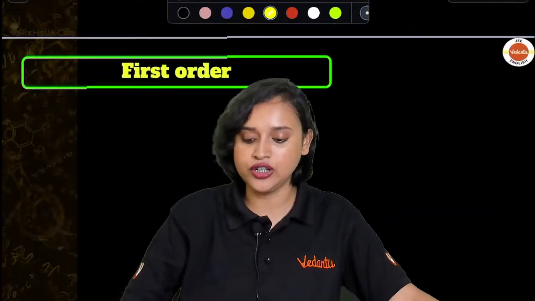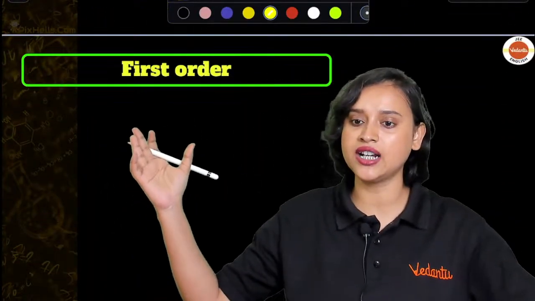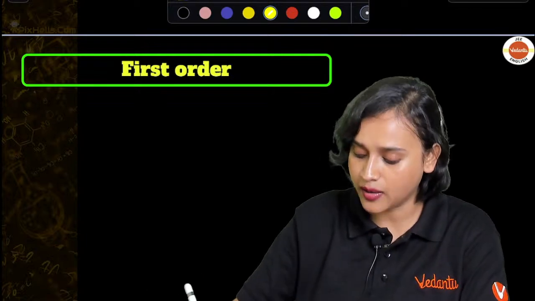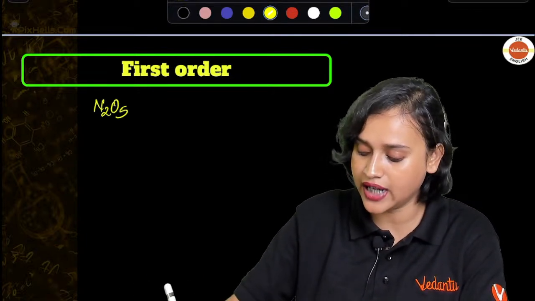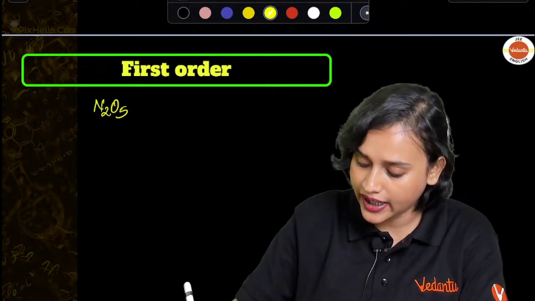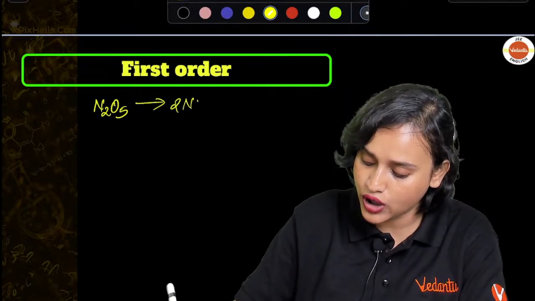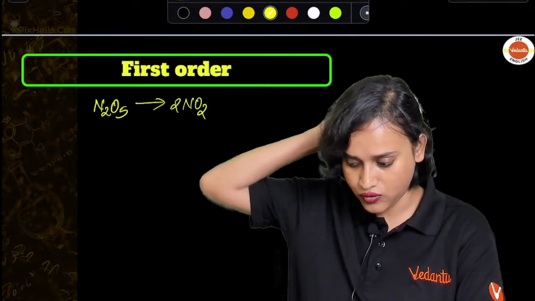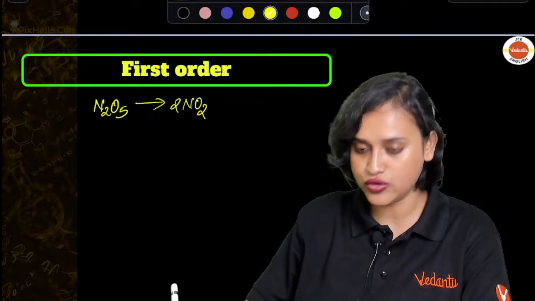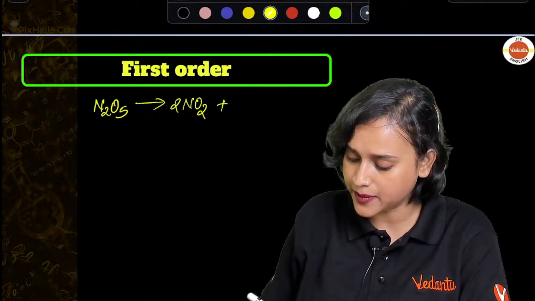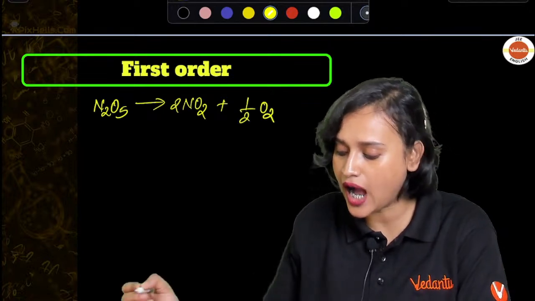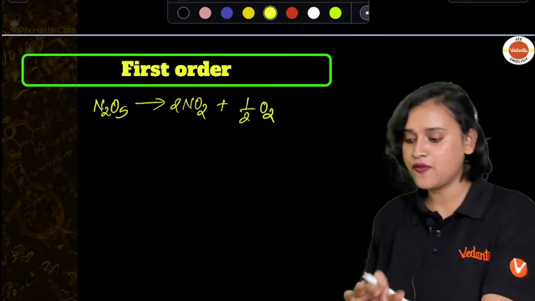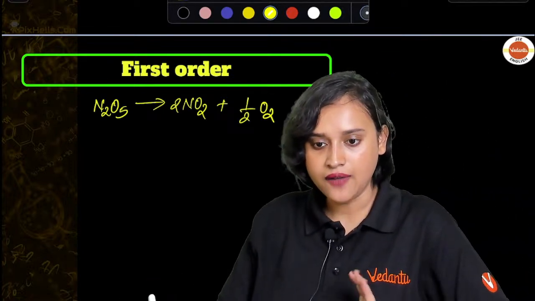Very good. Now let's go to first order reaction. Shall we take another example? Let us take N2O5, dinitrogen pentaoxide. Here we will get 2NO2, that is 2 nitrogen and 4 oxygen, plus O2. It cannot be half O2? Can I take half O2? Half O2 will do, okay.